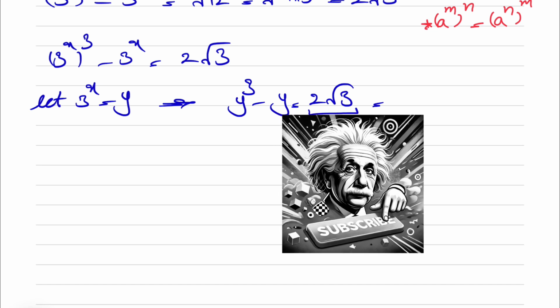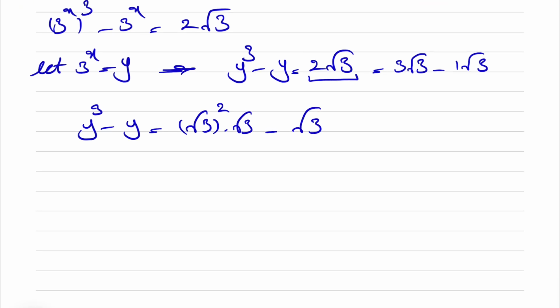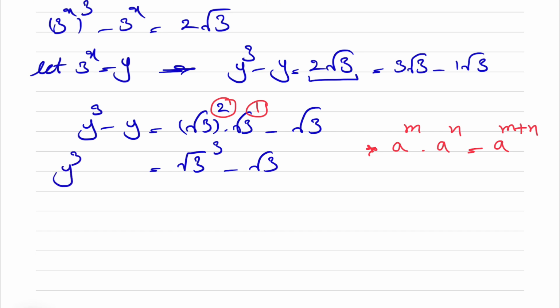And here's where we need to get a little bit more creative regarding 2 square root of 3. And we know this will be equal to 3 square root of 3 minus 1 square root of 3. And what we're going to have in here is that on the left side we have y cubed minus y, and we know 3 is basically square root of 3 to the power of 2 times square root of 3 minus square root of 3. And this is going to be equal to, when we have a to the m times a to the n, this will be equal to a to the power of m plus n. So this is our m and this is our n, which is 1. So that's going to be the square root of 3 all to the power of 3 minus the square root of 3.